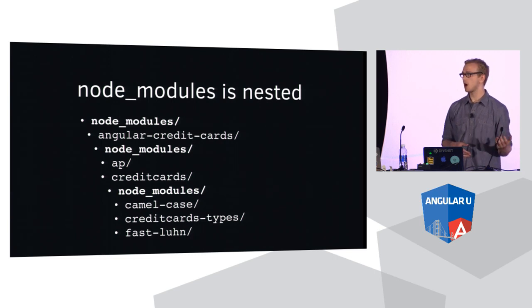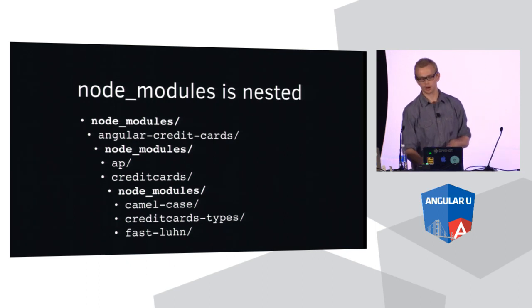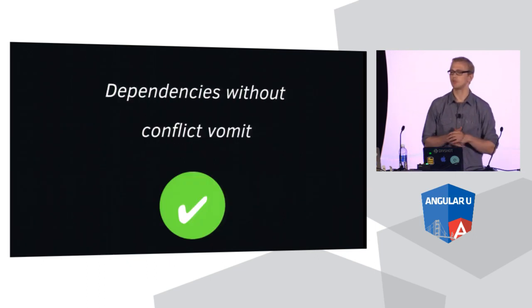But if there were a conflict, let's say with camel case, that's like a 100-byte module. And so if someone else wants a different version, they'll just get a different version, and your applications just work. So that's dependencies without conflict vomit.